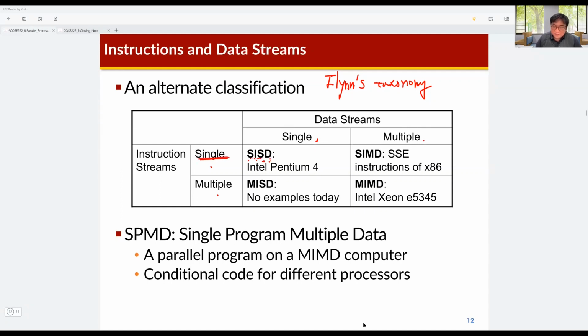And then if a single instruction handles multiple data, this architecture is called SIMD, just SIMD architecture. And then if single data is handled by multiple instruction, it's MISD, but it's not good for our real world, so it's not used. And then multiple instruction handling multiple data is called MIMD. So SISD is what we learned until now.